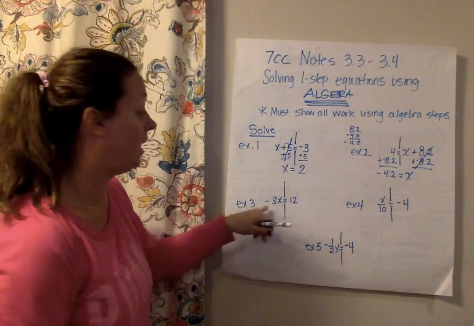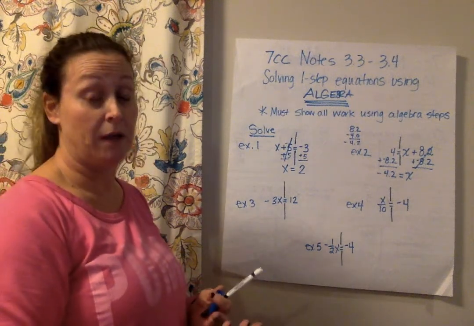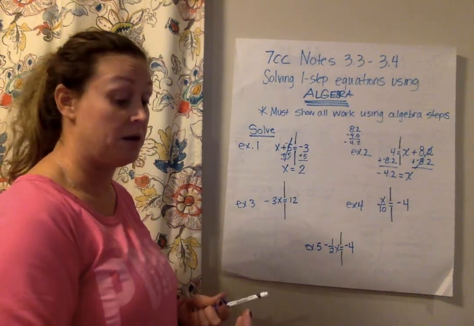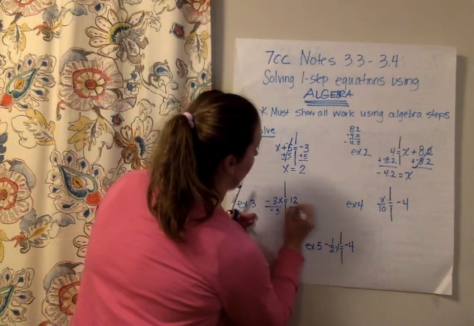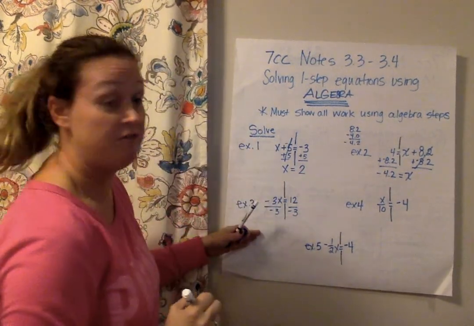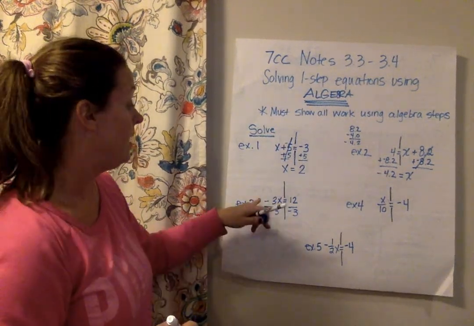In example 3, I knew that I was multiplying x by -3. Well, the opposite of multiplying, or how I'm going to get rid of multiplying by -3, is dividing by -3. And I want you to write that using a fraction. So we're going to demonstrate division by a fraction. So I'm going to divide both sides by -3.